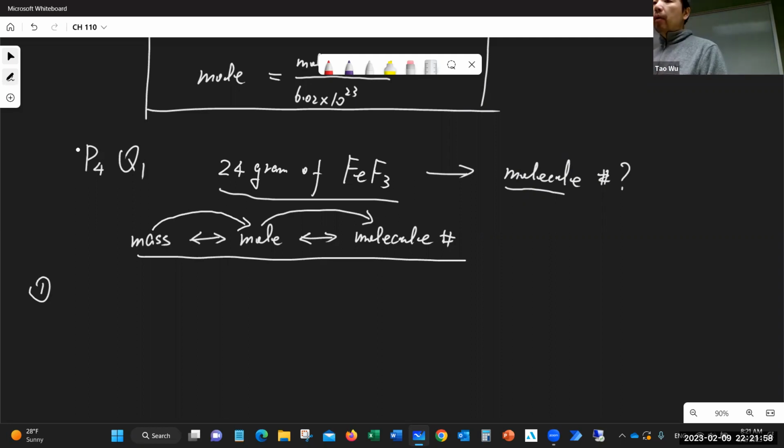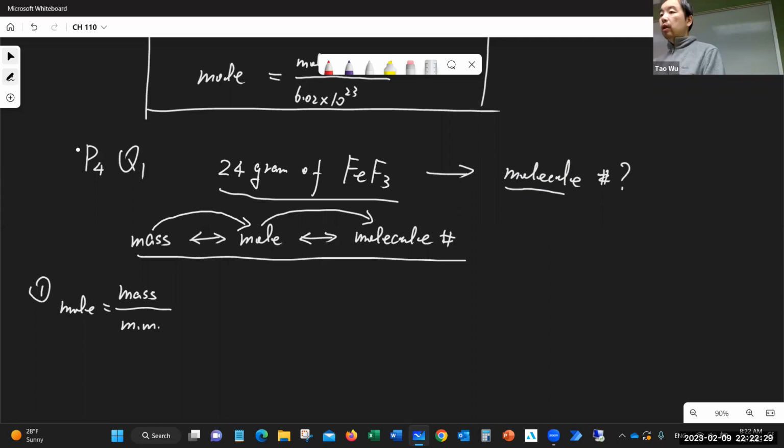So mole of the FeF3 should be equal to the mass of this divided by the molar mass of this. Mass over molar mass, you get a mole. So the key is we need to figure out the molar mass of FeF3. This is iron(III) fluoride.